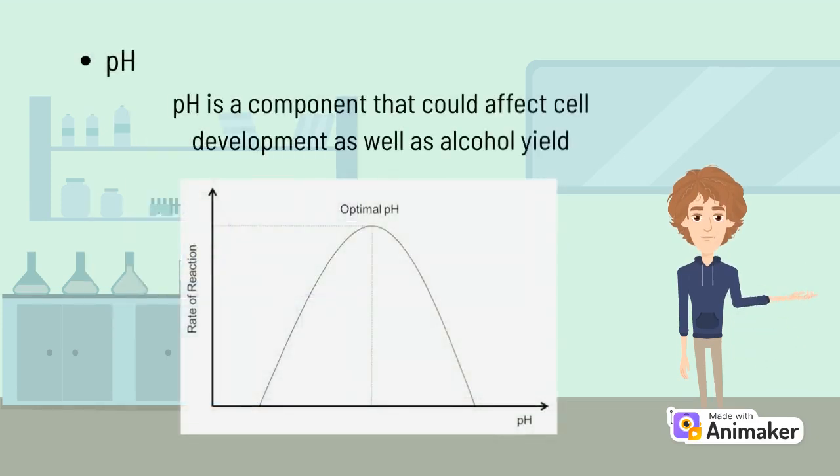pH. pH is a component that could affect cell development as well as alcohol yield. It is critical to maintain a pH range of 4.0 to 5.0, but if it exceeds this range, the production of byproducts such as acetic and butyric acid may consume part of the substrates, lowering fermentation efficiency.